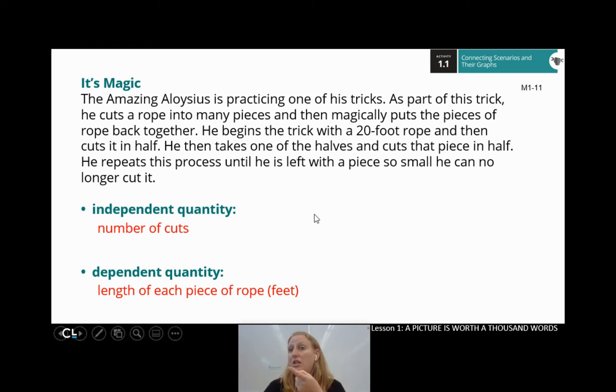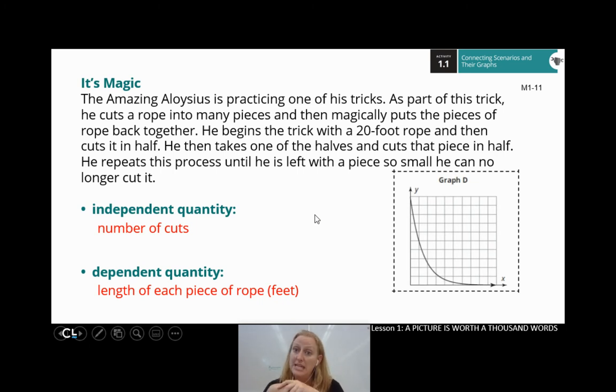So the graph I picked for this one was graph D, because we kept cutting in half, right? We went from 20 feet down to 10 feet, down to 5 feet, down to 2.5 feet. Just boom, boom, boom. So my x-axis is my number of cuts, and my y-axis is the length of each piece of rope measured in feet. And I went ahead and just numbered the cuts 1, 2, 3, 4, 5. And we said we started at 20 and then came down. So it looks like we are once again counting by twos, 2, 4, 6, 8, 10, all that good stuff.